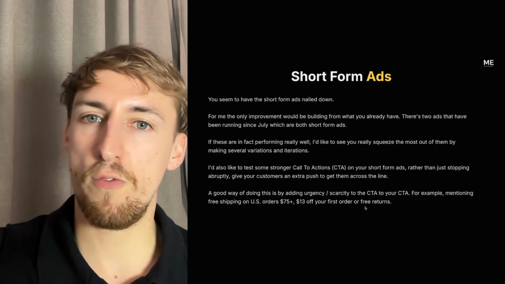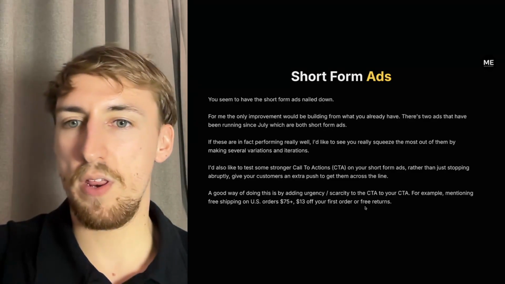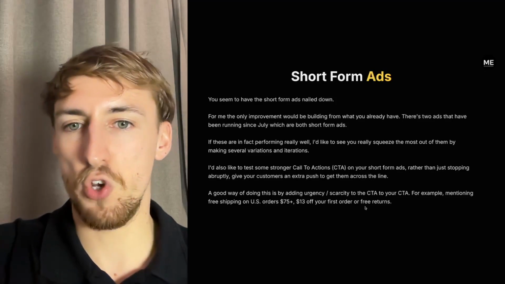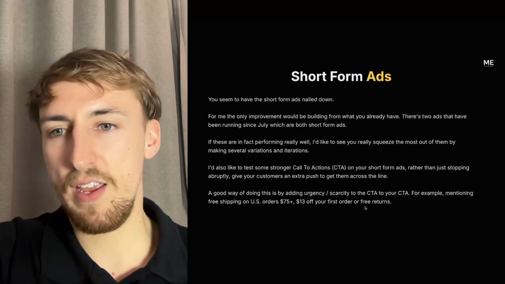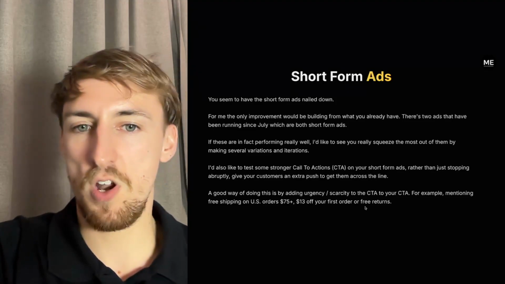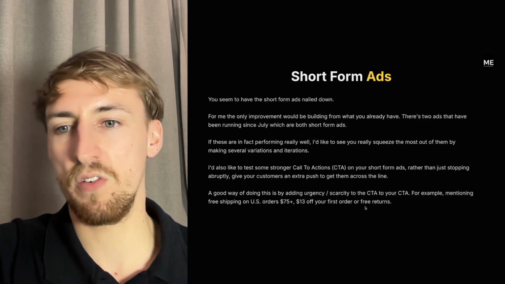Short form ads, so you seem to have them nailed down. You have plenty in there, but the only improvement for me would be building from what you have. So there's 2 ads that have been running since July, which are both short form ads. If these are definitely performing well, which is pretty certain, I'd really like to see you squeeze the most out of them by making several variations and iterations.